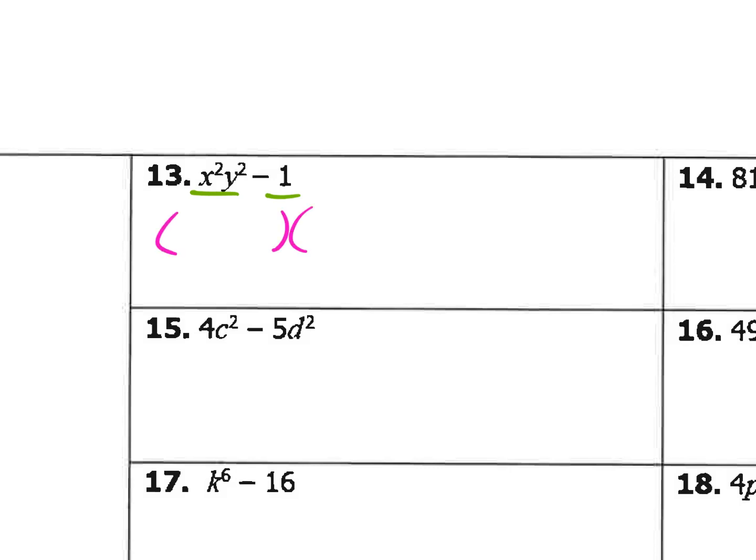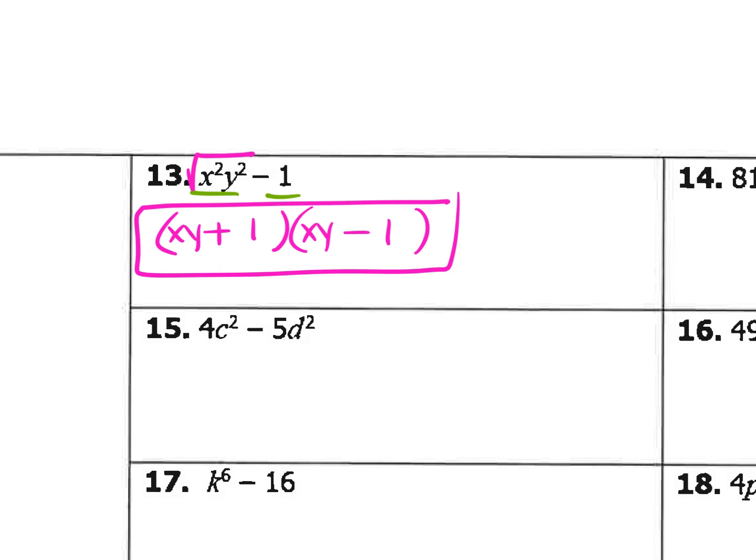So if we set this up, perfect squares, one's a plus, one's a minus, and like Lincoln said, it doesn't matter if you put the minus first and the plus second, but it can't be both pluses and it can't be both minuses, okay? So square root x squared y squared, you get xy. So that's going to be your first term. Square root 1, and you get 1. So that is your difference of squares.